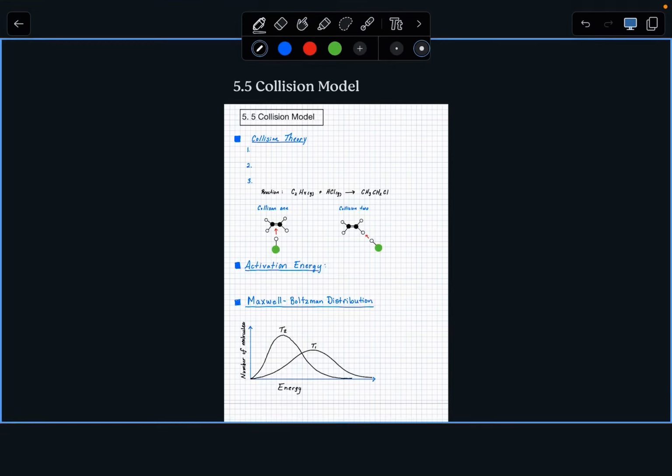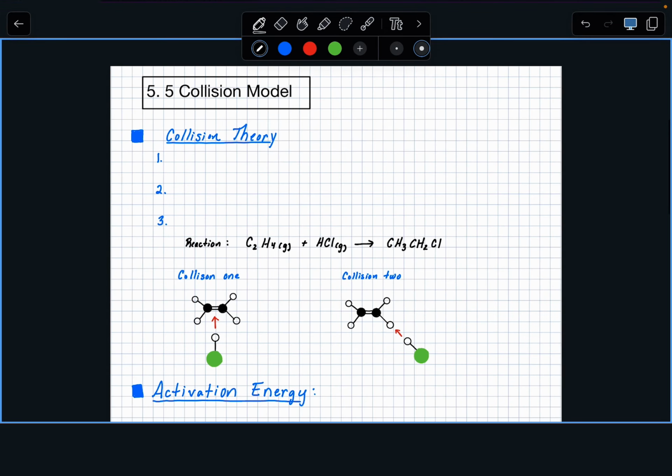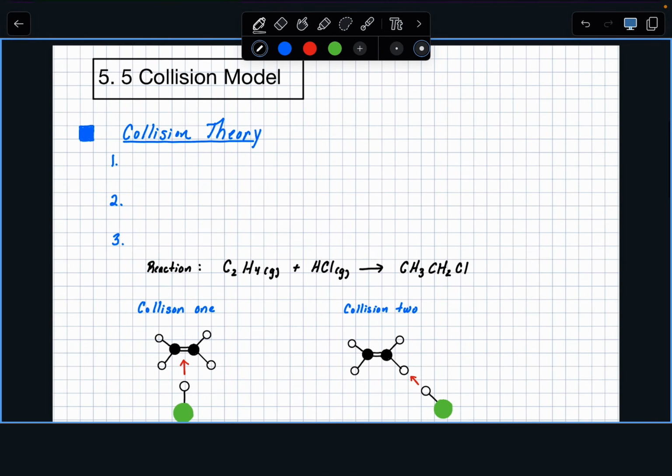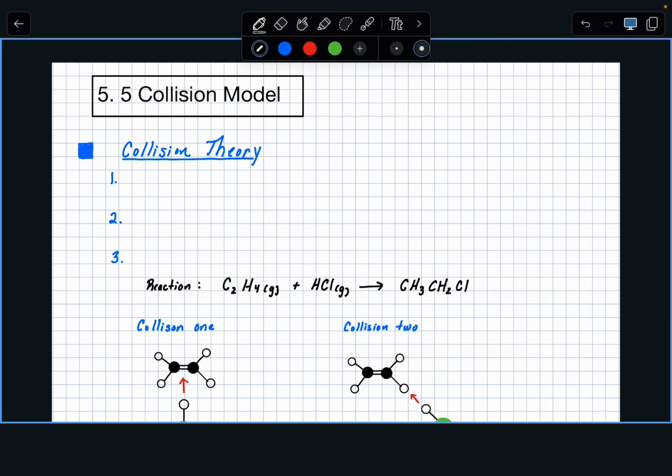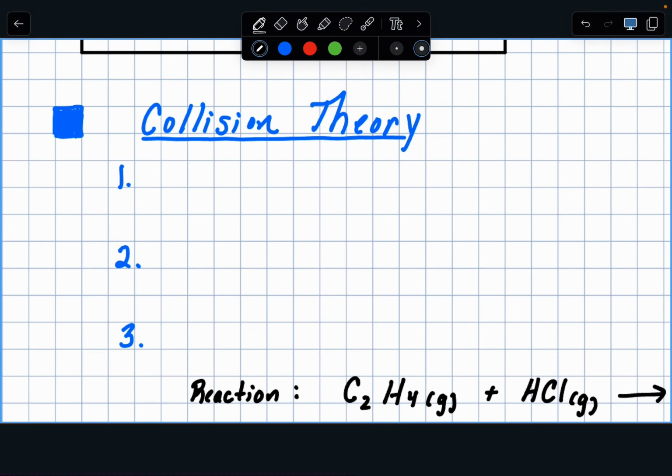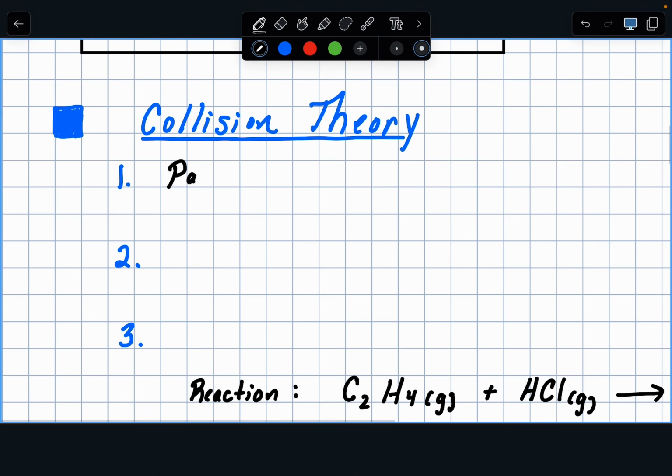So section 5.5 in unit 5 for AP Chemistry is called the collision model. And the collision model to me is actually where the content of kinetics should start, because all reactions have to start with reacting particles or reacting molecules colliding. And there are three things that we need to have for a reaction to proceed. The particles must collide, and this is all part of collision theory.